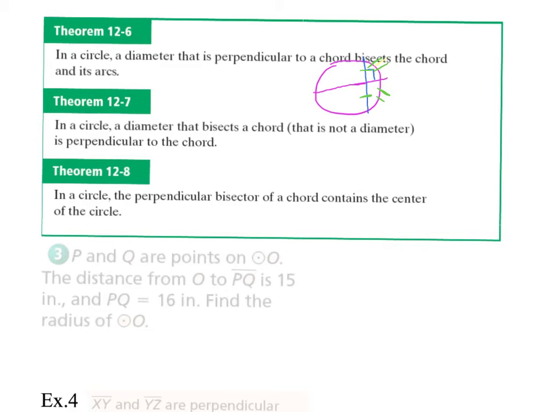12.7 says if you have a circle and a diameter that bisects a chord that's not a diameter, because you have more than one diameter in a circle. So a diameter that bisects a chord that's not another diameter is perpendicular to the chord. So it's the converse, basically. So you're just moving in the opposite direction. So if you have congruent arcs or the chord is bisected, then you can assume that it's a 90-degree angle in this little area right here. Let me move that off a little bit. All right, so there's that.